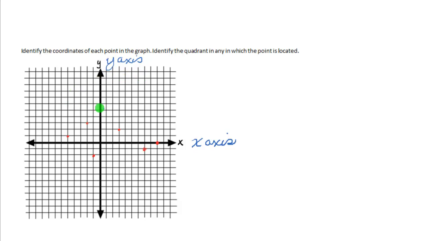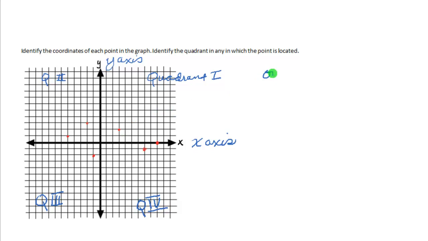Now notice how this is going to split our plane into four different regions, and we call those regions quadrants. This first quadrant on the upper right-hand side is called the first quadrant, quadrant number 1. This next quadrant here on the upper left-hand side is quadrant number 2. In the lower left-hand corner, that's quadrant number 3. And this region in the lower right-hand corner is our fourth quadrant. So those are our four quadrants in our system.